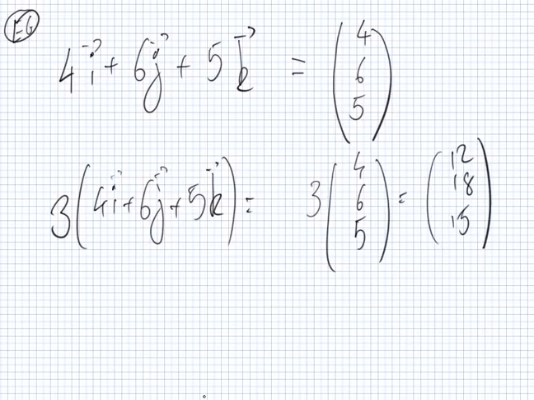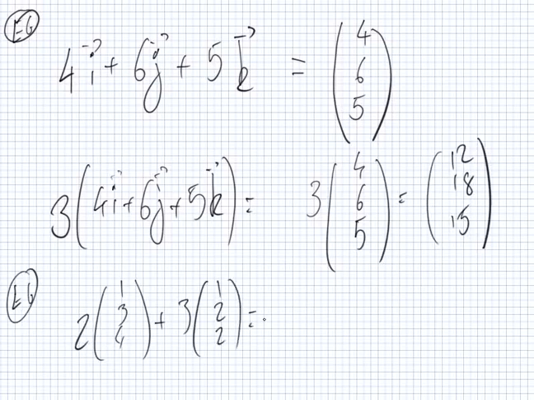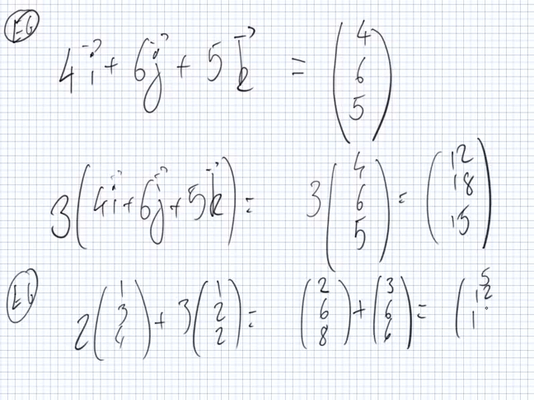Okay. So, as a small example, you could say something like this. 2 times (1, 3, 4) plus 3 times (1, 2, 2), that would equal (2, 6, 8) plus (3, 6, 6), and that would equal (5, 12, 14). As a small example.